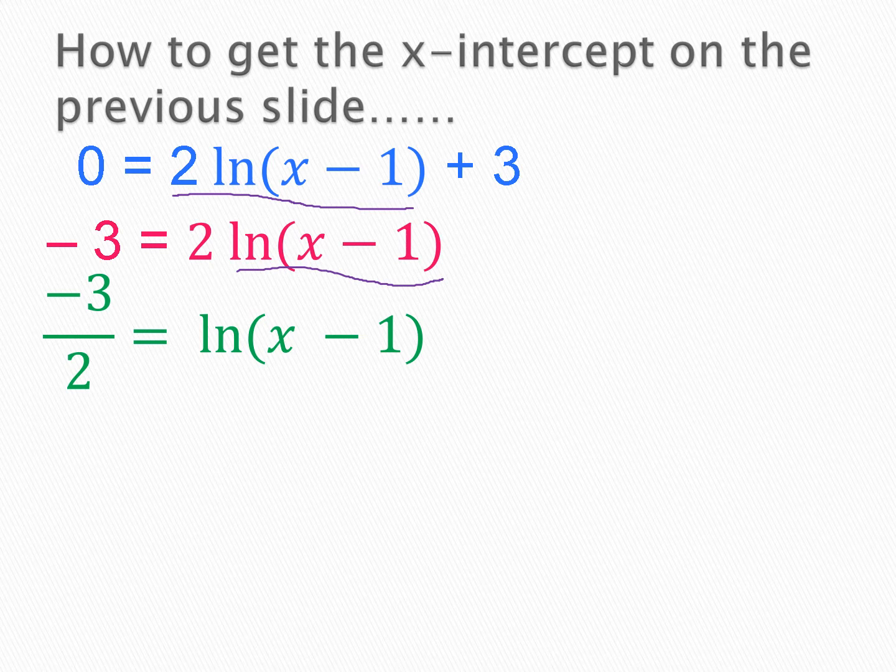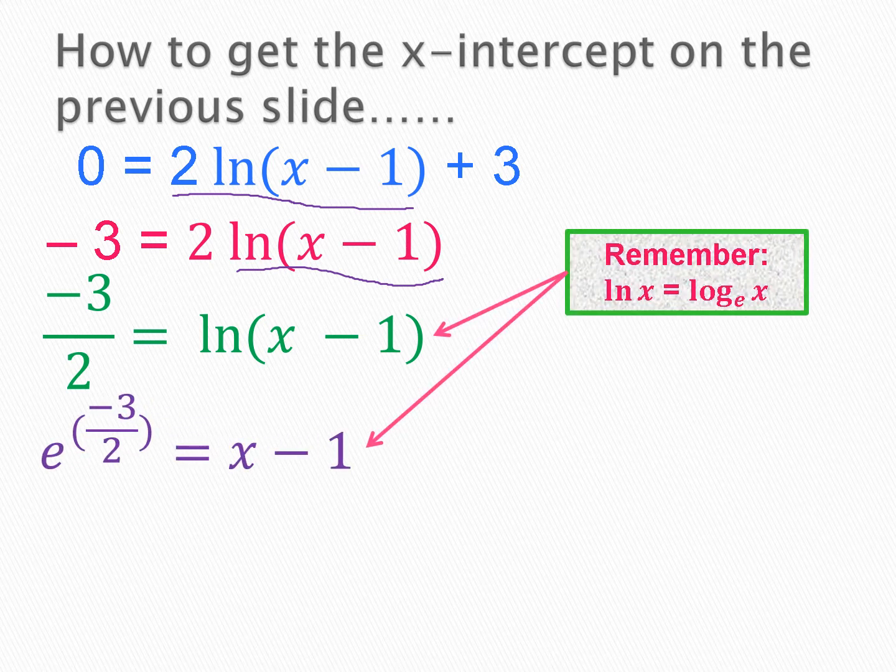Awesome. Now you're like, well, how do I figure this out? Because ln doesn't have a base. Or does it? Let's look. Remember, ln is the same as log base e. So to convert this back to an exponential, we're going to say e to the -3/2 equals x minus 1.